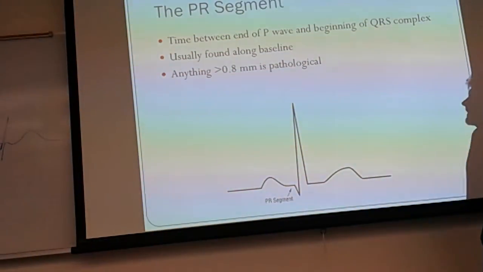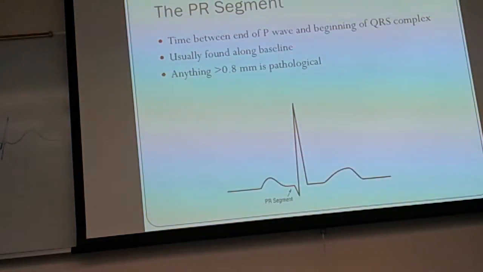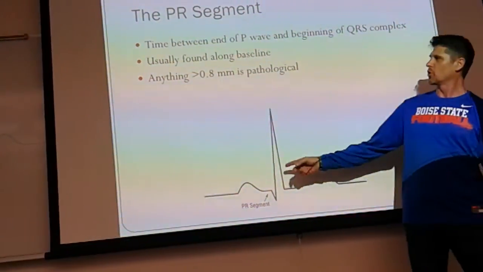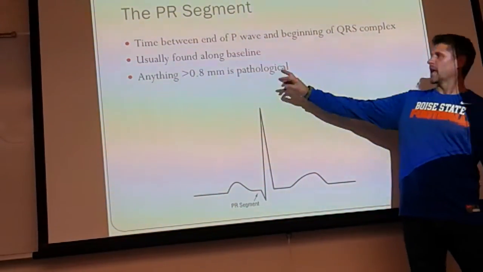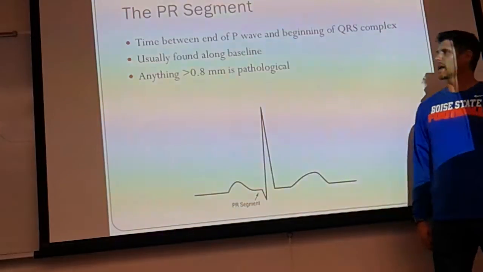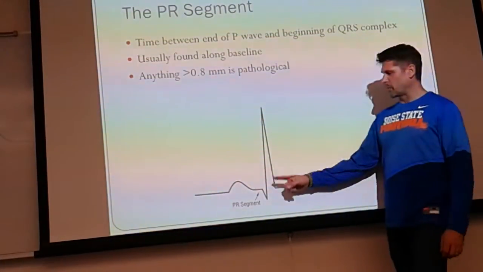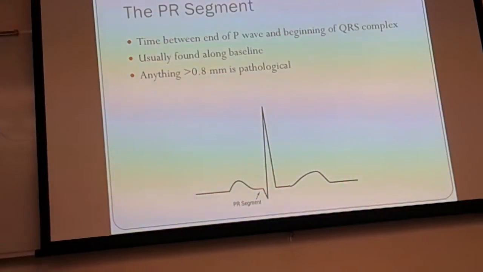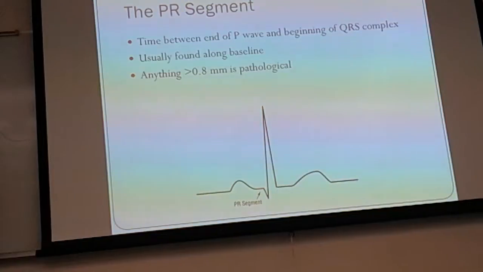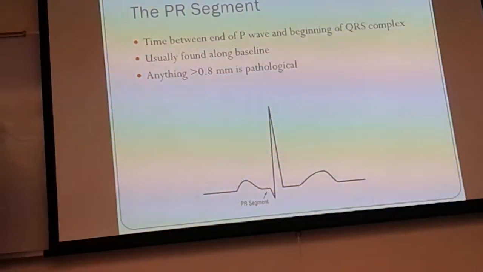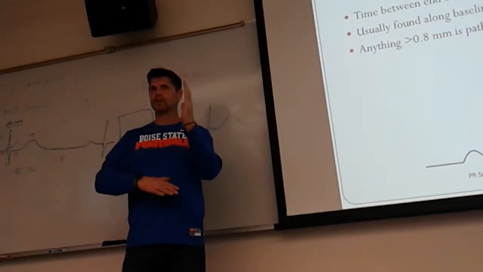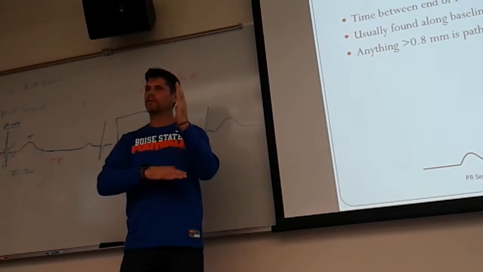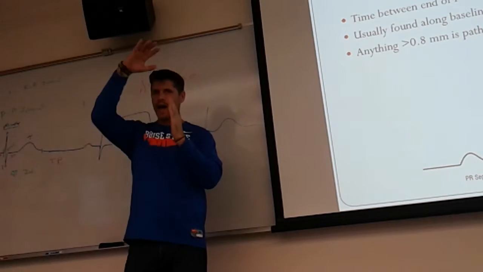The PR segment, again, is that space that happens after the P wave and before the QRS complex. If it is greater than 0.8 millimeters off the baseline, there's something pathologic. When I talk about millimeters, that means north and south. When I talk about milliseconds, it means east and west. Time is on the x-axis. Amplitude, that we're going to measure in the form of millimeters for now, is on the y-axis.